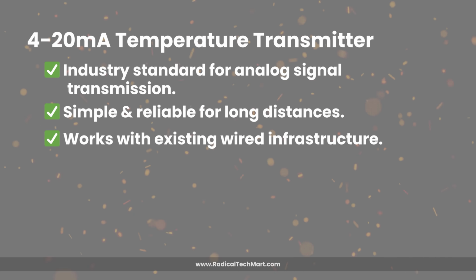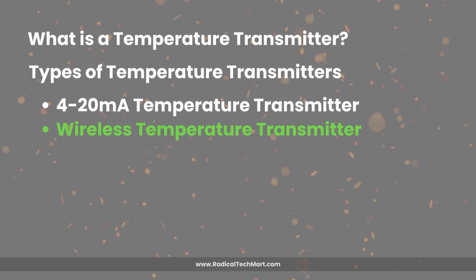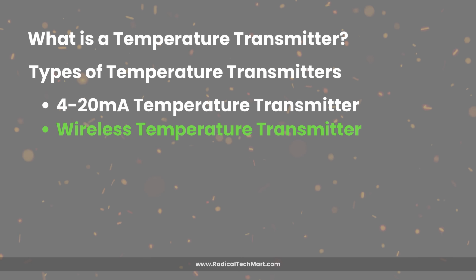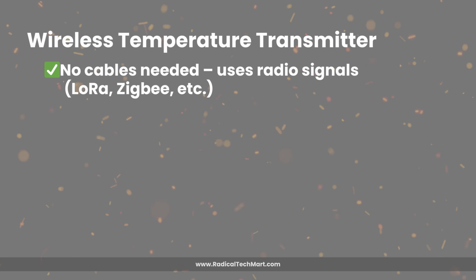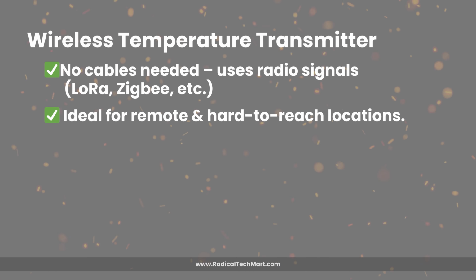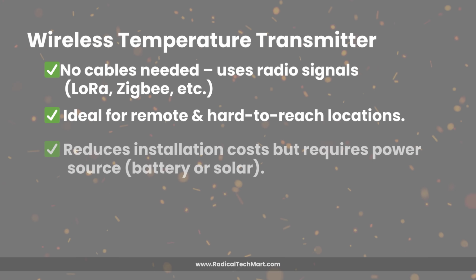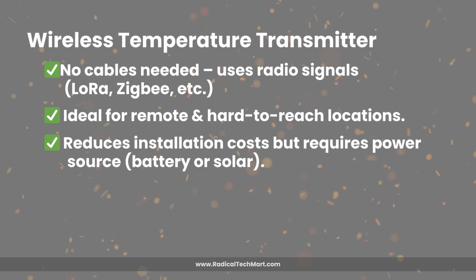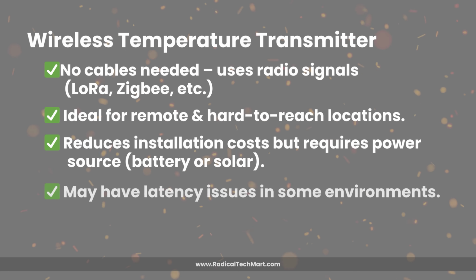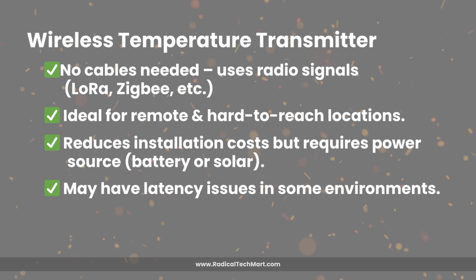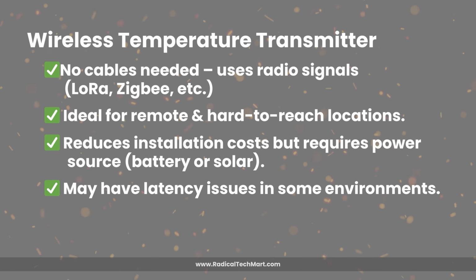Now let's go through the second type of temperature transmitter, the wireless temperature transmitter. In this, there is no cable needed. It uses radio signals like LoRa and Zigbee, ideal for remote and hard to reach locations. It also reduces the installation cost but requires a power source like battery or solar, and it may have latency issues in some environments. It is best for remote oil and gas pipelines and where difficult to wire locations are there. This one is the best choice.